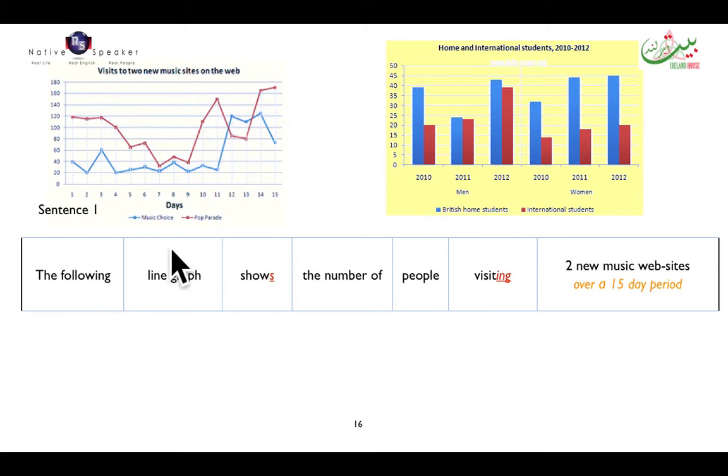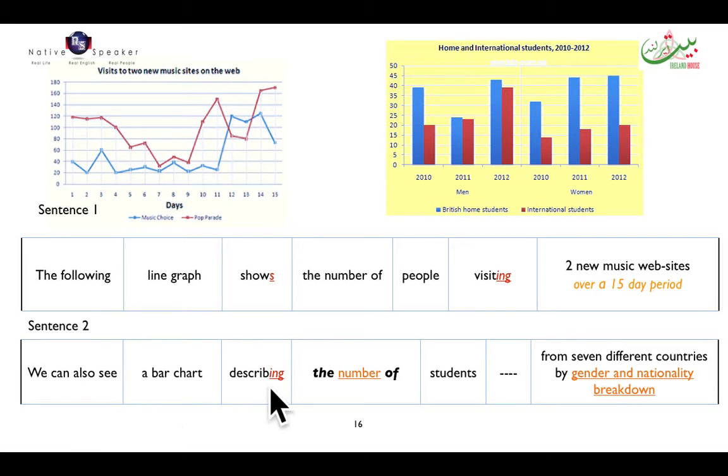So, here we see the following line graph shows the number of people visiting 2 music sites over a 15-day period. Here we can see by looking carefully at our line graph that we're looking at a range of 15 days. So I say over a 15-day period. Okay? Sentence 2, we can also see a bar chart describing the number of students from 7 different countries, and here I can say by gender and nationality breakdown.